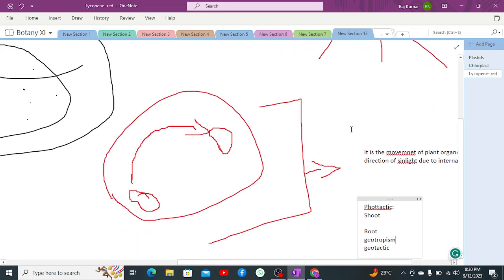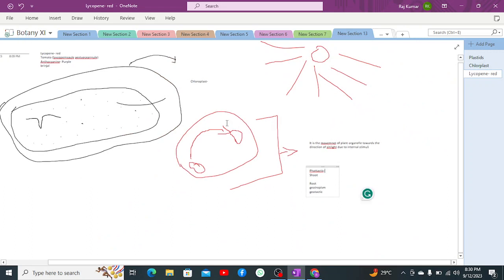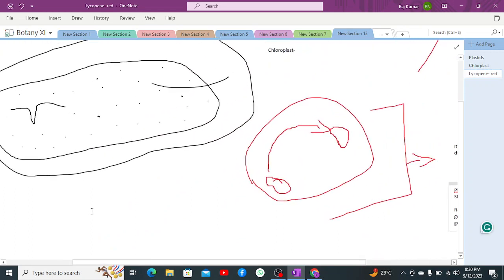When cells face the direction of gravity, it is known as geotropism, and the growth of the root is a geotropic movement. Now, coming to our main topic, here we have two phases.